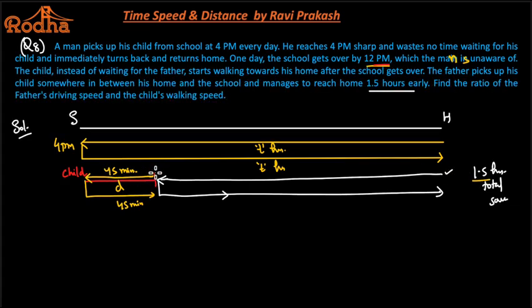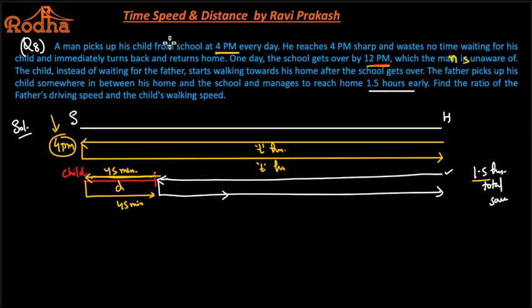That means for 1.5, that means for 45 minutes he has to walk from here to here, right? Okay, that's great. So basically, what has happened now? After he came back, the school was closed at 4 p.m. Okay, so in the first case, school was closed at 4 p.m. We know that school closes at 4 p.m. because it is given that he picks up a child at 4 p.m. every day. So that must be the school closing time, right?